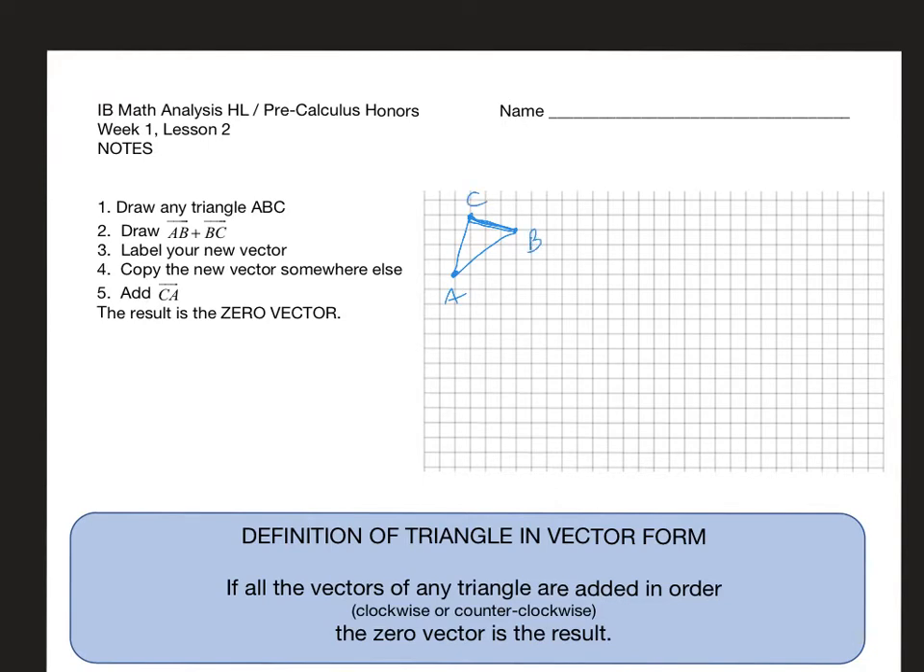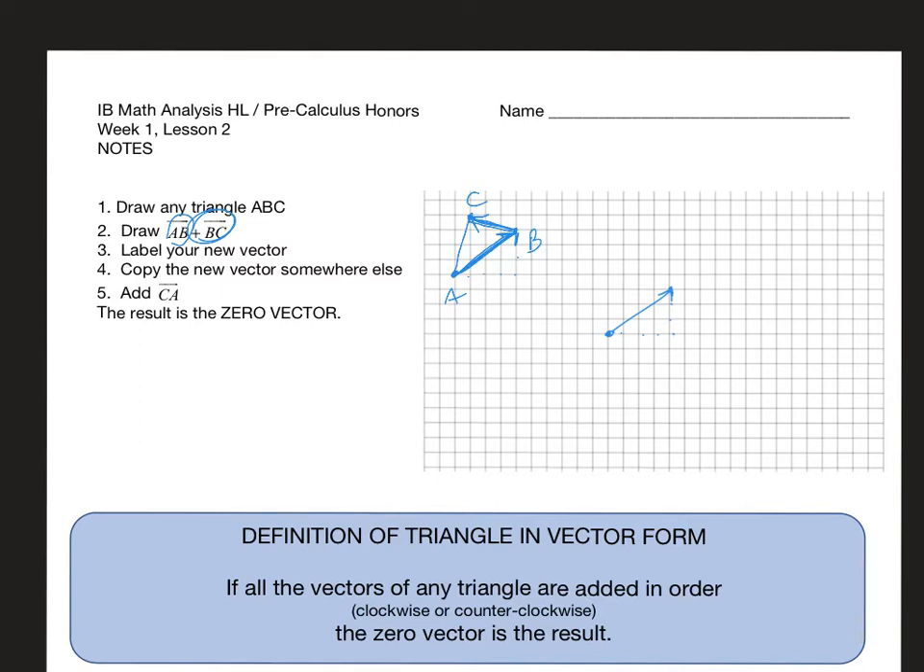It says draw a vector AB. Okay, so I have to draw it from this direction. So let me figure out how I did this. 1, 2, 3, 4, 1, 2, 3. Okay, so here's vector AB. That's vector AB. They want me to add that to vector BC, which looks like back from my original.